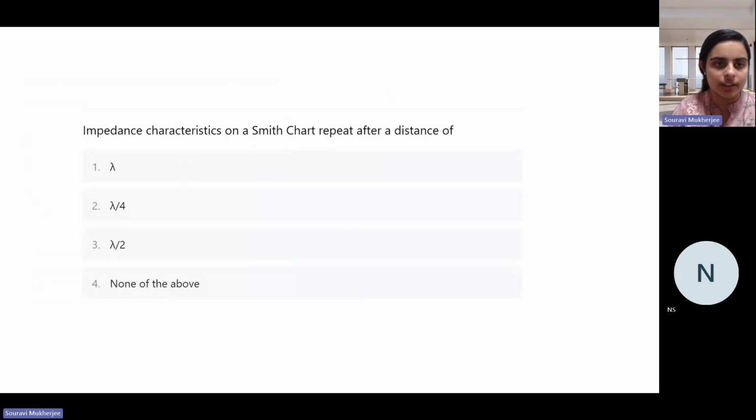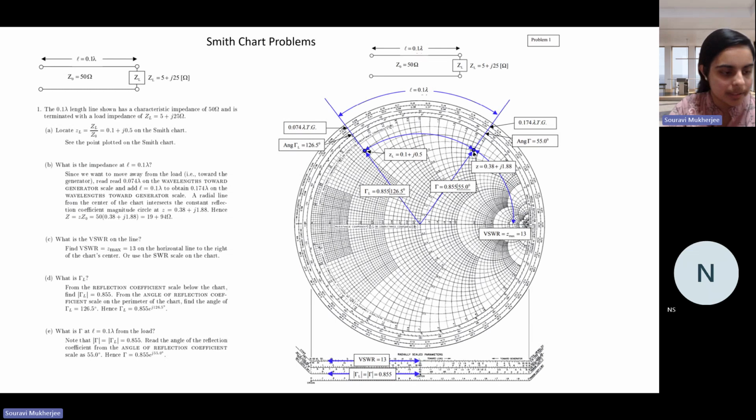Okay, so now this is another question which says that the impedance characteristics on a Smith chart repeat after a distance of. This is already something we have discussed, and it should be lambda by 2, because every lambda by 2 distance on the Smith chart corresponds to a 2 pi phase. So you come back to the same point. Now, based on whatever we have discussed, we'll try to solve some Smith chart problems. These are very standard questions which tell you the applications of the Smith chart. By looking at the chart graphically, you can actually find different quantities.